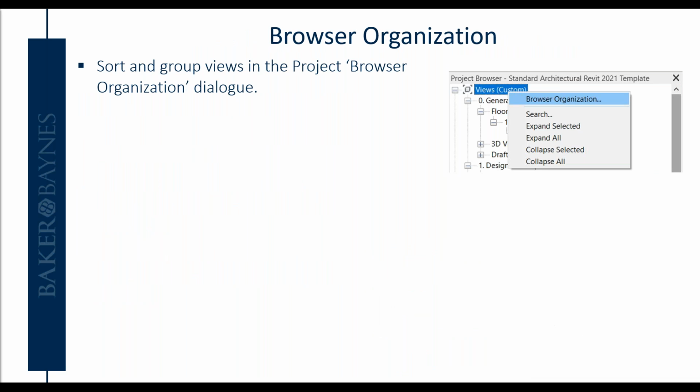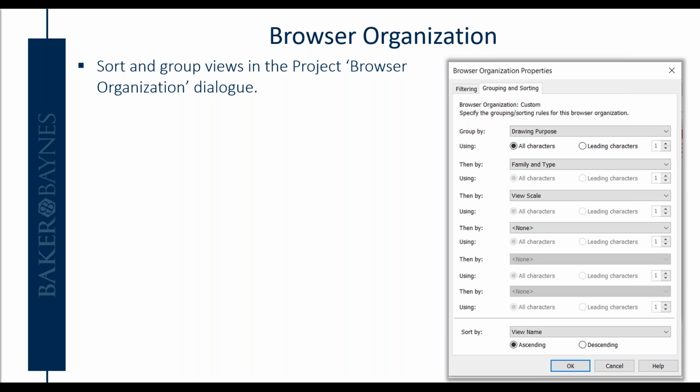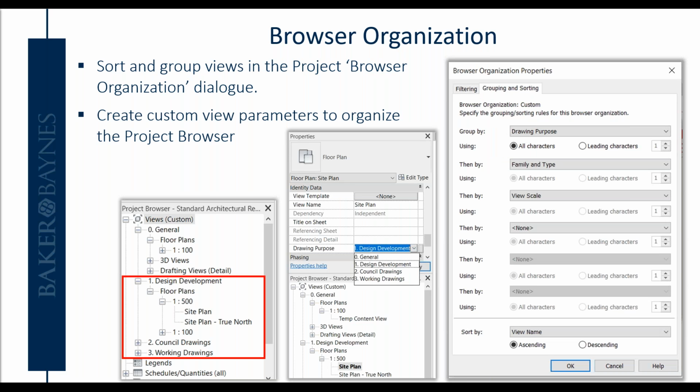Then also the organization of your project browser can be customized to sort and group views in many ways by using your browser organization properties. So you can go on and set some custom view parameters, and these can also be created and used to organize the project browser. So just a note on the organization of your project browser is that you should carefully think it through if you're working inside of your Revit template, so that all of your projects are organized in a clear and usable fashion.